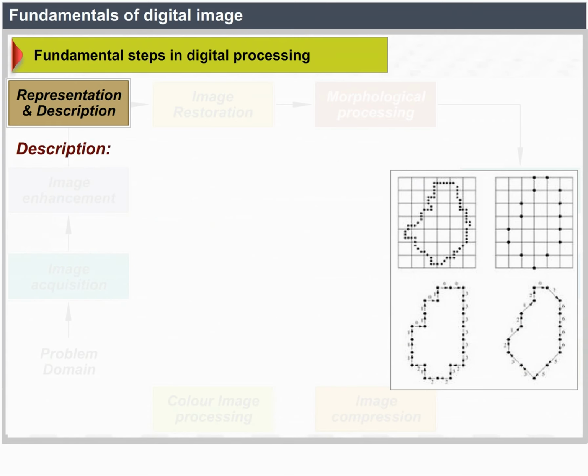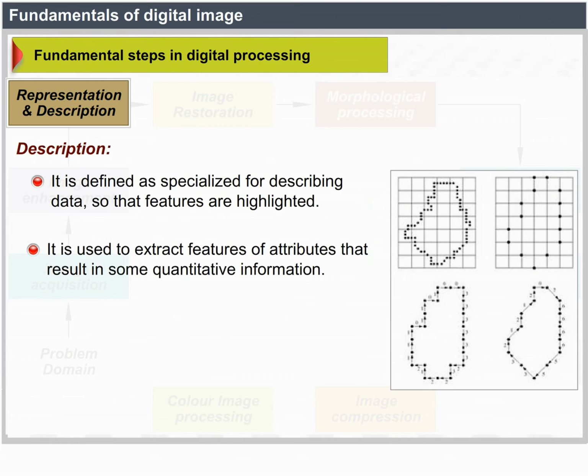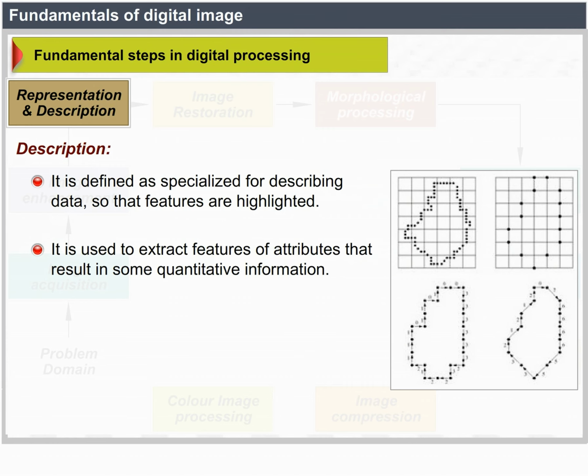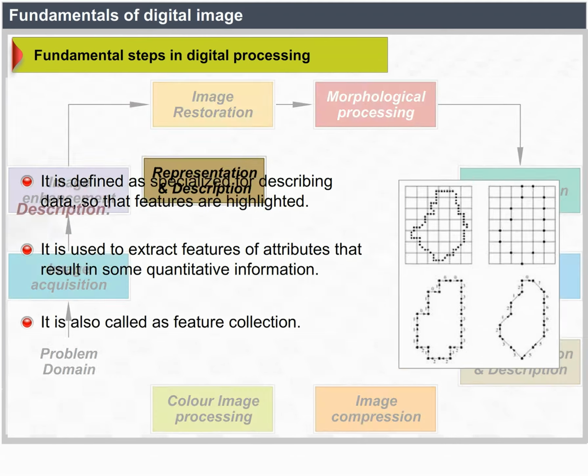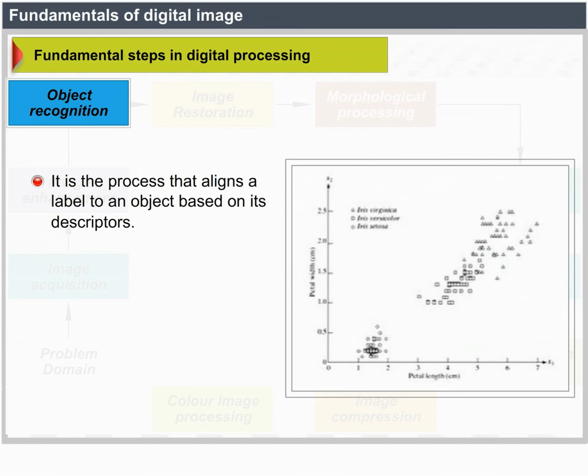Description. It is defined as specialized for describing data so that features are highlighted. It is used to extract attributes that result in some quantitative information. It is also called feature selection. It is a process that assigns a label to an object based on its descriptors.